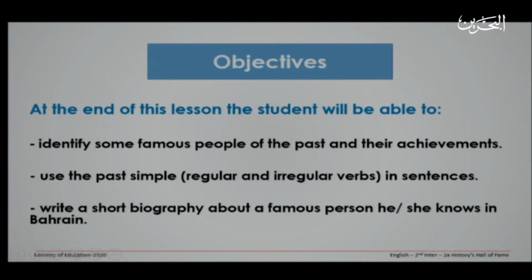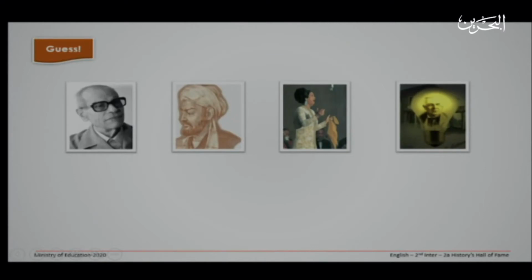Now let's look at today's objectives. At the end of this lesson, the student will be able to identify some famous people of the past and their achievements, use the past simple, whether regular or irregular verbs, in sentences, and write a short biography about a famous person he or she knows in Bahrain. Now let's get started.